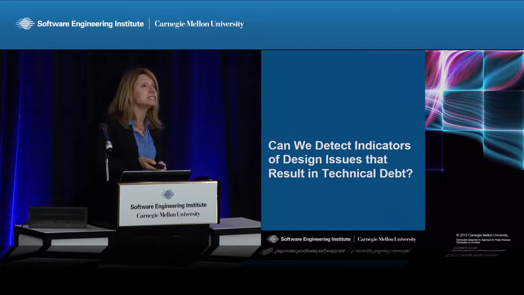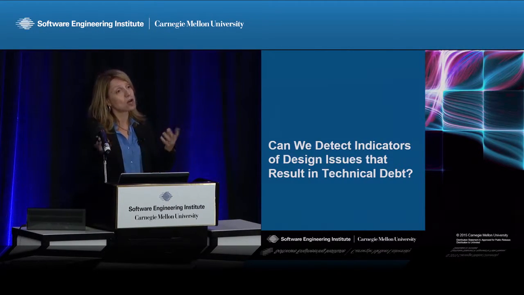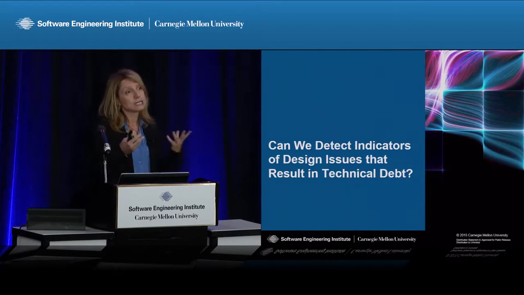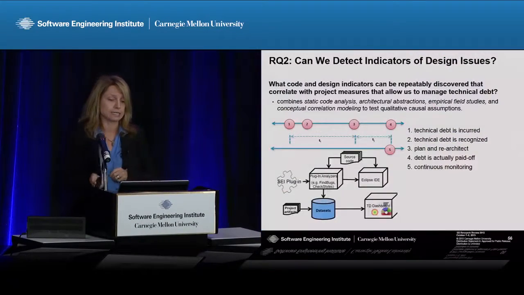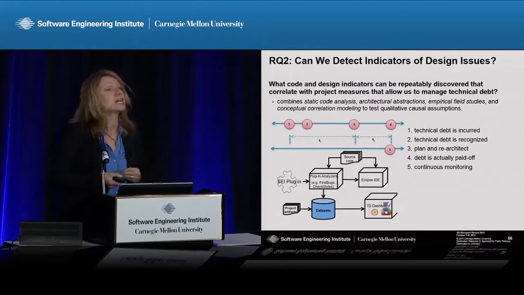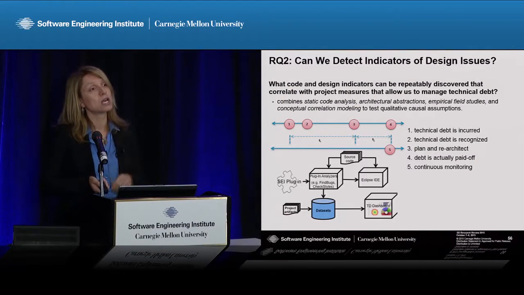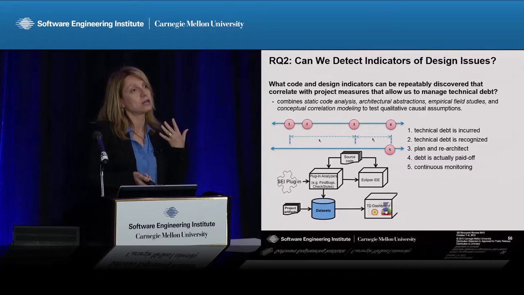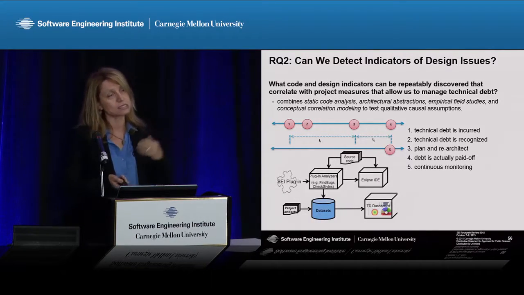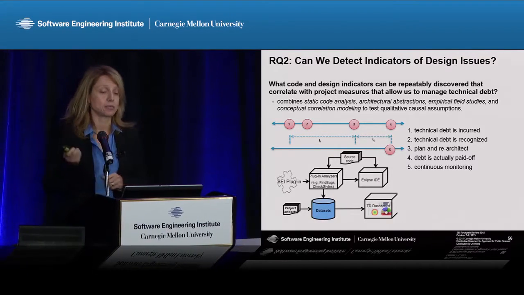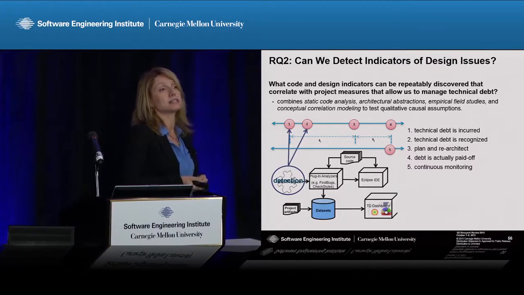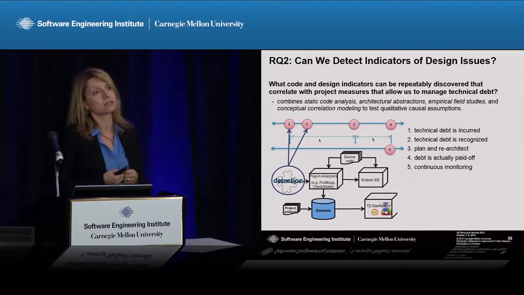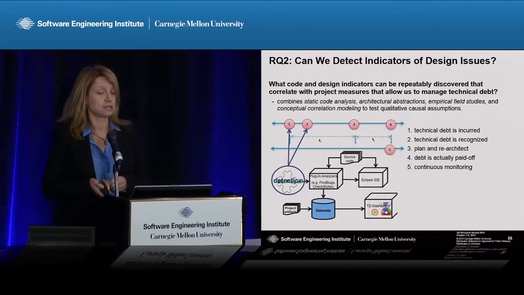Next, can we detect these indicators of design issues that we call indicators, and which of those result in technical debt? So the detection actually has several aspects to it. The timeline, as one of our outcomes, is really helping both us and our stakeholders communicate this better. So at what time do you detect? Ideally, you detect it at the time that you are making that trade-off, or when you start seeing the symptoms.